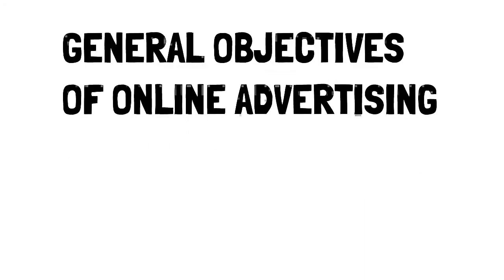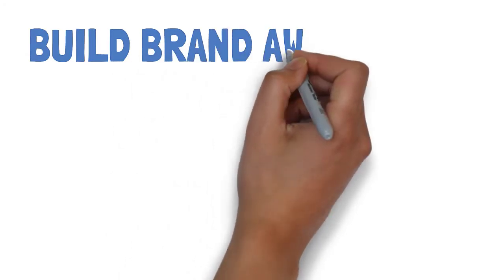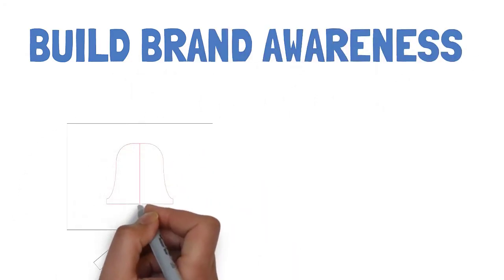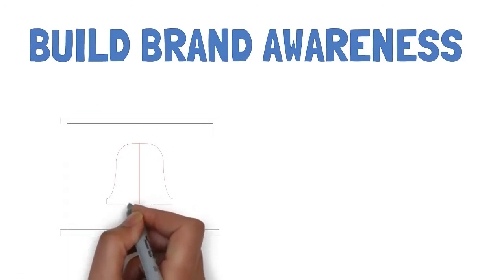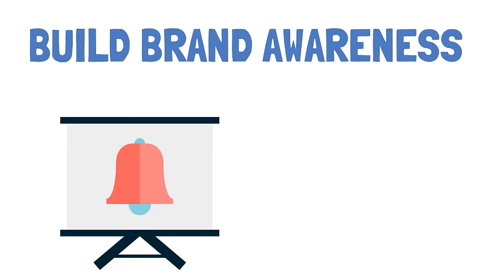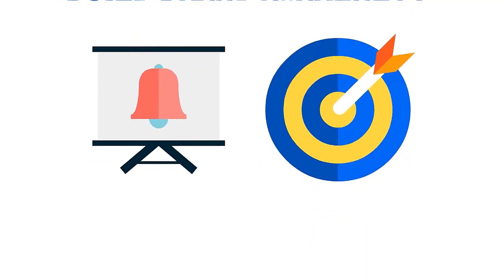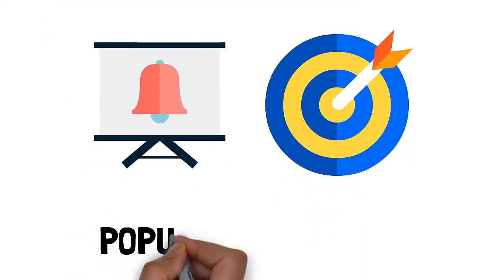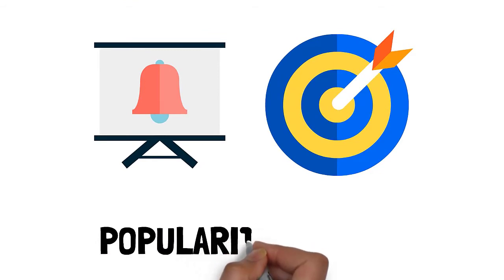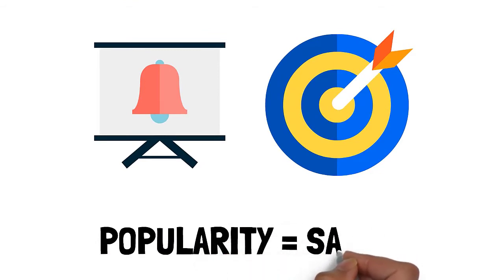Now we'll move on to the general objectives of online advertising. The first one is to build brand awareness. Online advertising helps with making people aware of a brand or product, and that is an essential long-term goal for any marketer since customers will trust a brand that they already know about. If a brand is particularly well-known, it is bound to do more business. Their popularity enables them to accomplish their main goal, to sell more of what they are offering.